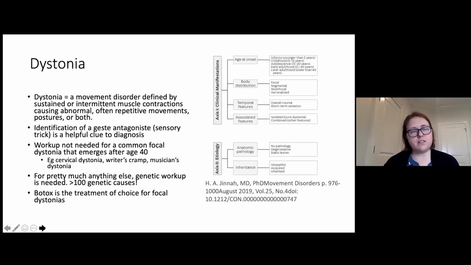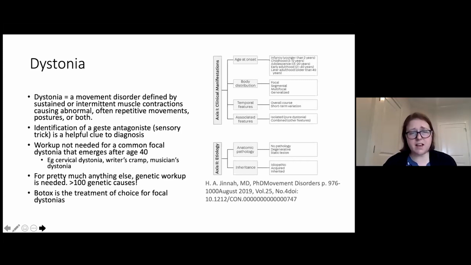The most common dystonia by far is just idiopathic cervical dystonia. So that's a focal dystonia. And whenever you see a focal dystonia that emerges after the age of 40, such as cervical dystonia, writer's cramp, or musician's dystonia, you really don't need any additional workup. This is a common idiopathic movement disorder.